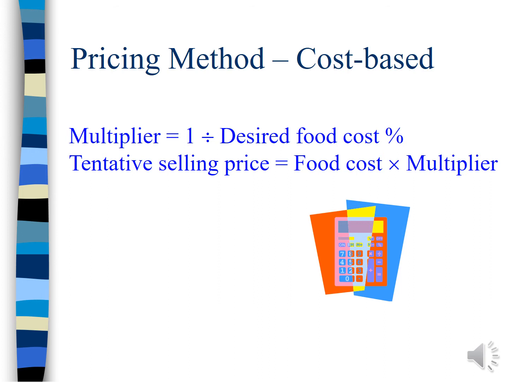Then the total cost of ingredients is calculated. Finally, the ingredient cost is multiplied by the multiplier to establish the tentative selling price. For example, the total ingredients for a chicken sandwich with fries is $2.